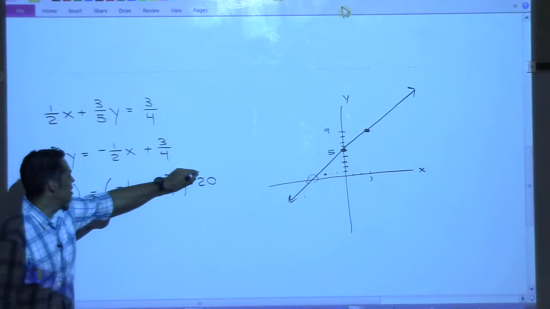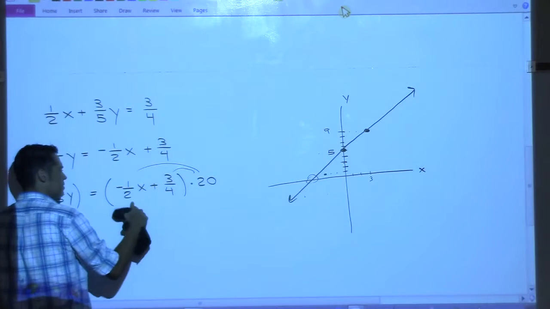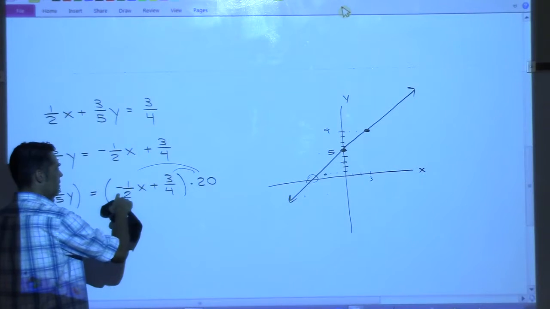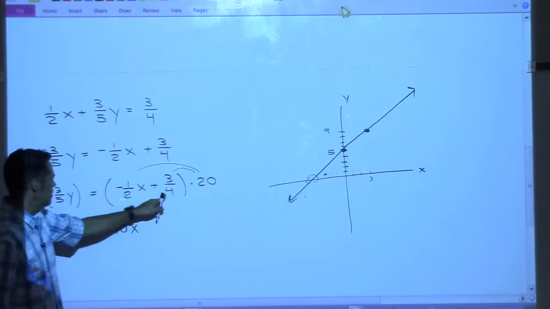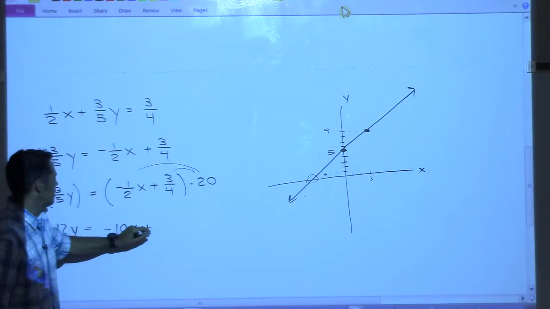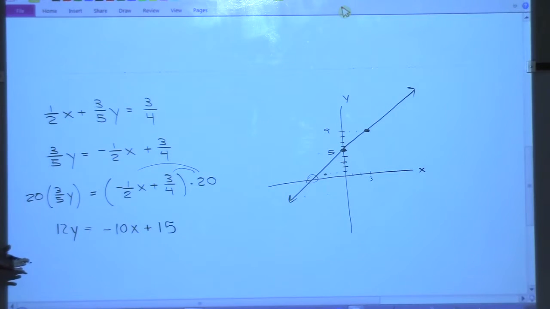And then here on the right side, we have to distribute the 20 through to both. So Caroline, what do we get here when we do 20 times this one? Well, 2 goes into the 20 10 times, and we multiply that with a negative 1. Negative 10x, good. You want to keep going? And then 4 goes into 20 5 times, and multiply that by the 3, and we get plus 15. Good. Okay, so that looks a little better, doesn't it, than what we had before?